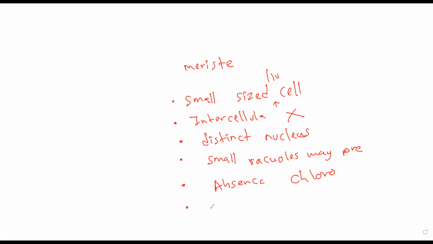And at last I told you all, they have large number of mitochondria. So why do they need? Because they need energy, no? Okay, so mitochondria is the powerhouse of the cell. So they will supply the energy to the meristematic tissue. So this is what we have. And children, we have to study the permanent tissues. That we can do in the next class.